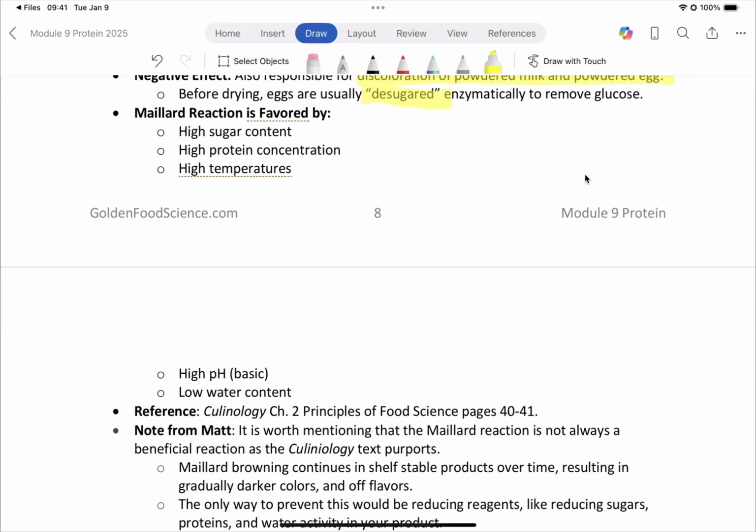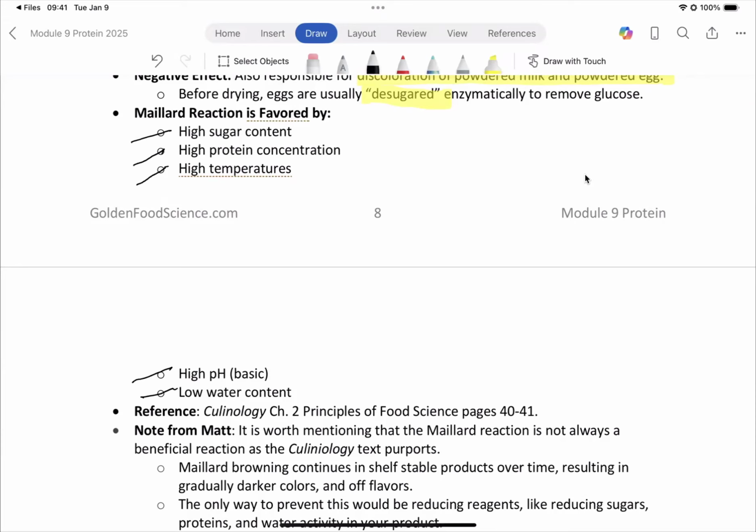So Maillard reaction is favored by high sugar content, high protein content, high temperatures, a basic pH, and a low water content. So those are all kinds of things that we see when we're browning a piece of meat or baking bread, those kinds of things.